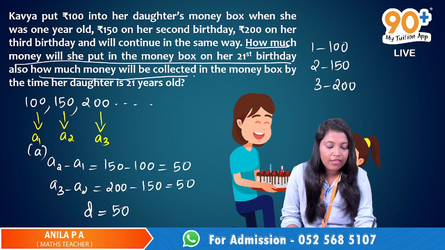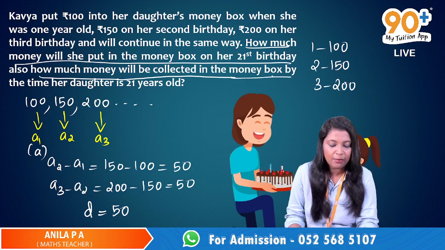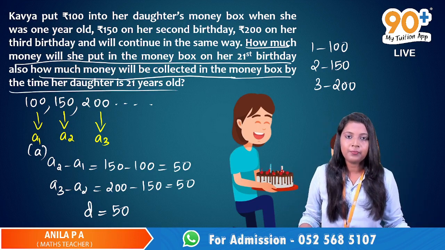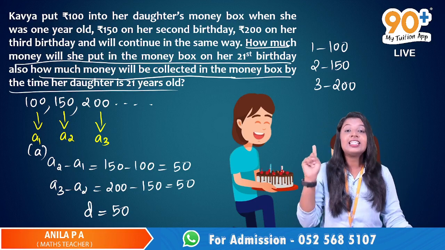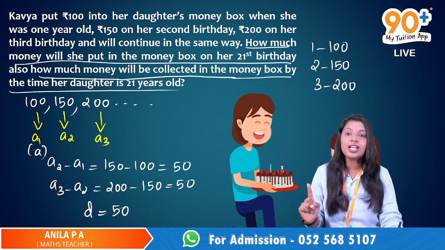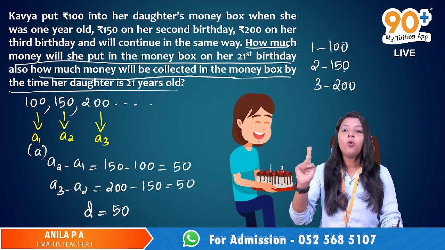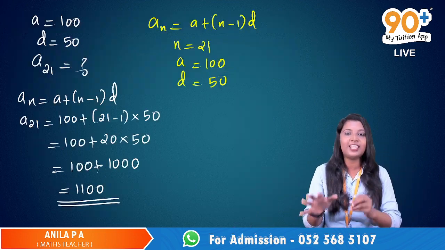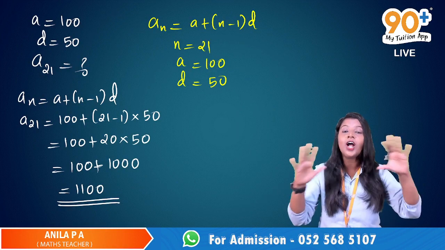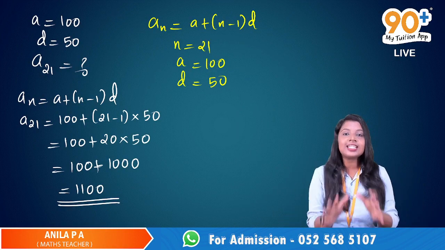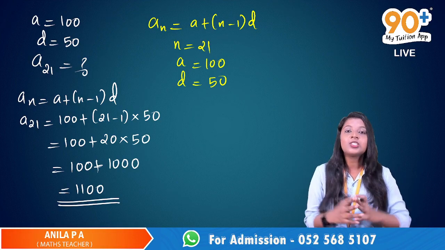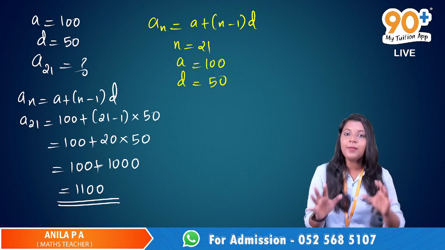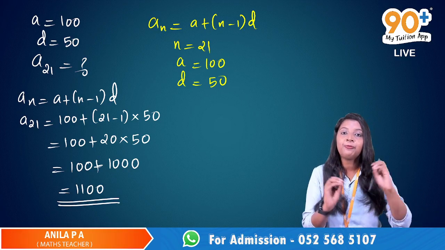How much money will be collected in the money box by the time her daughter is 21 years old? So what is this? Yes, this is the sum. First year it is 100 rupees. Second year 150. Like that, on her 21st birthday she is putting this much amount. So the total money that has got collected in the money box, right? So we are going to find S21, or the sum at the end of this 21st year.